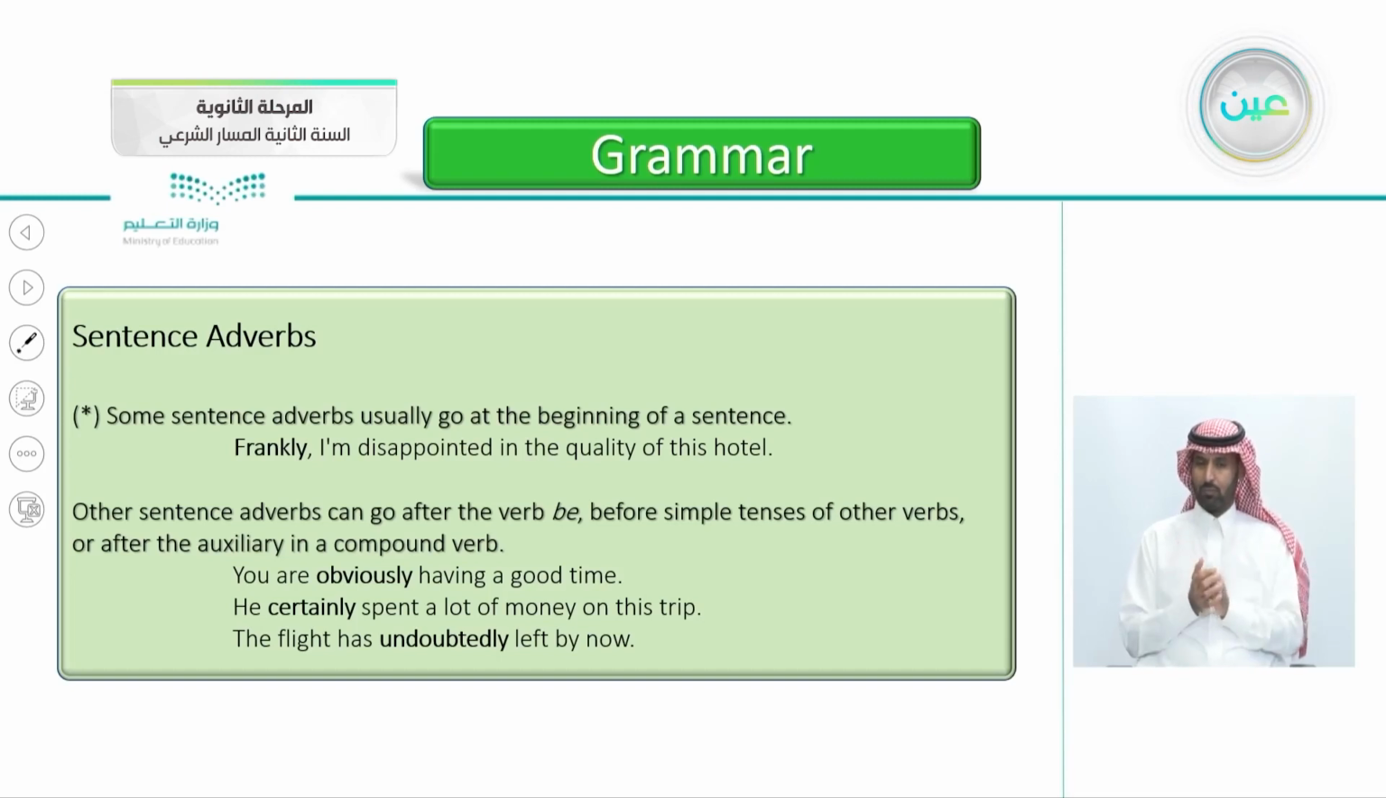Other sentence adverbs can go after the verb be, before simple tenses of other verbs, or after the auxiliary verb in a compound verb. Again, we have three situations here: after the verb be, before simple tenses of other verbs, or after the auxiliary in a compound verb. So, for example, here, you are obviously having a good time. You are, this is be here, you are obviously having a good time.